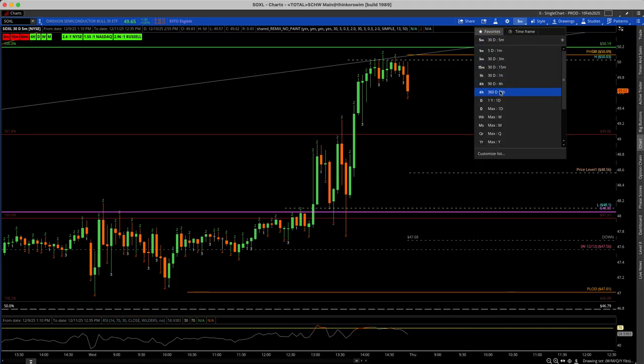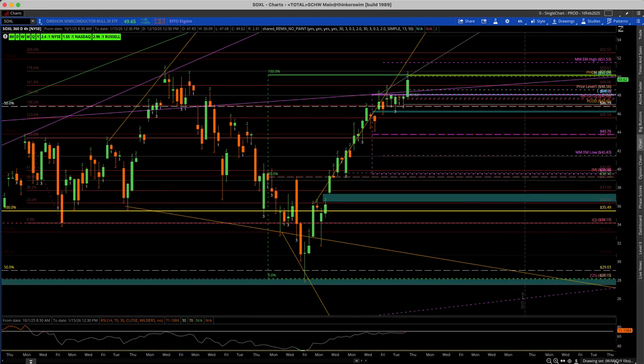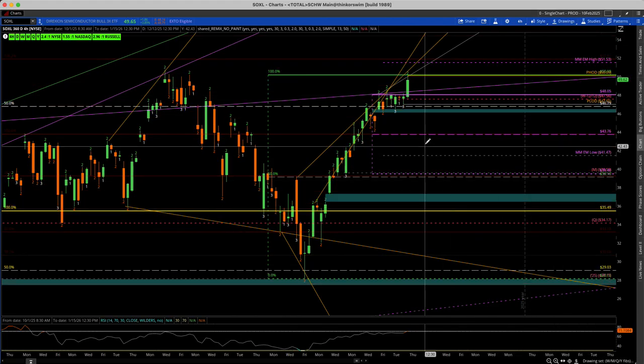If we look from more of a day trade perspective, a longer day trade, maybe even an overnight swing, we want to look at this 4-hour chart.